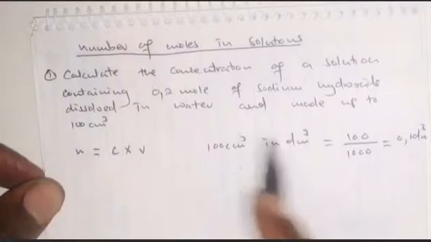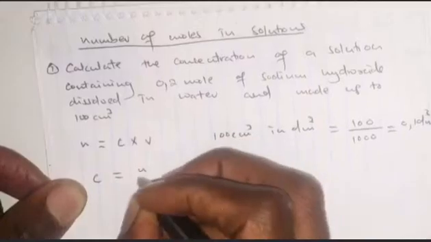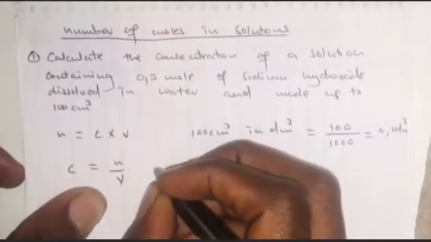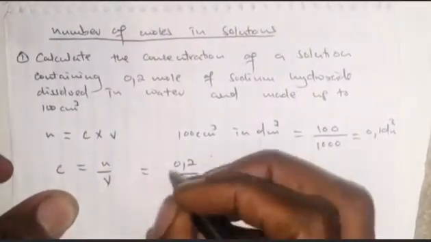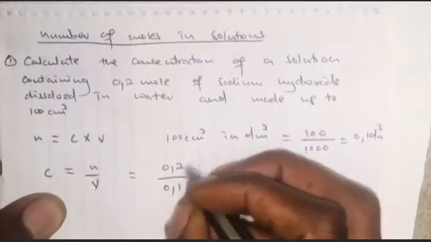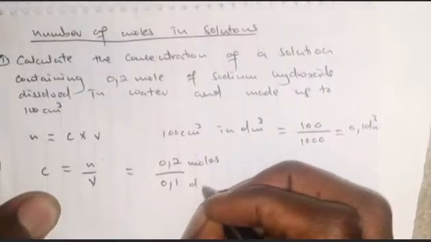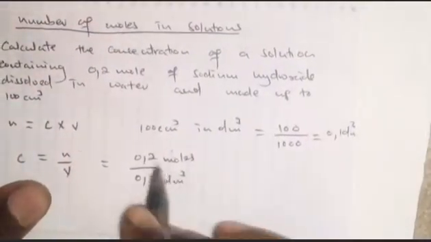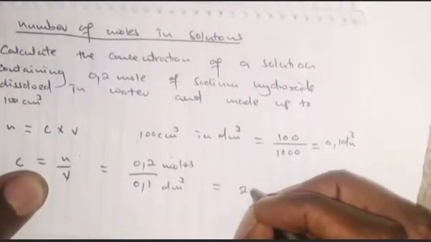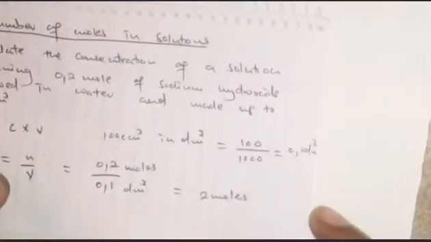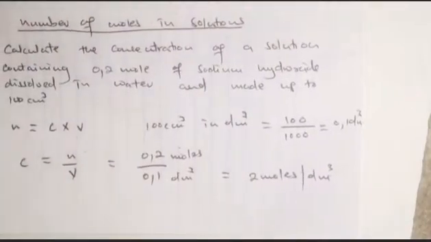Then calculating the concentration, we say concentration is equal to number of moles over the volume. Then the number of moles given is 0.2 and the volume given is 0.1 dm cubed. Then of course taking a calculator to divide that, it gives me 2 moles per dm cubed. That's the concentration.